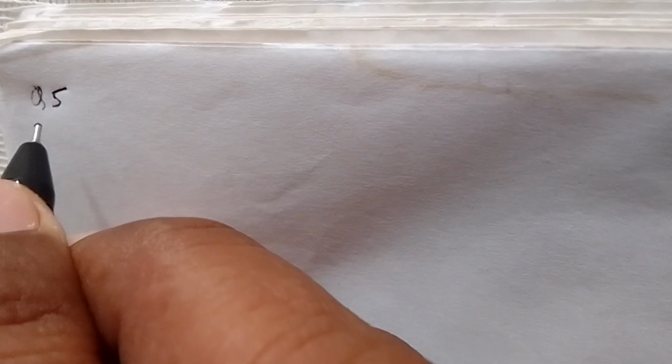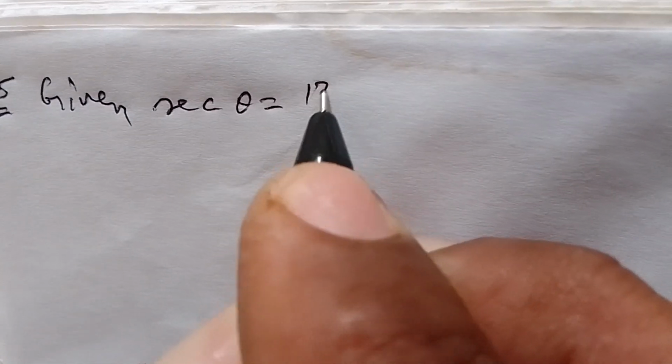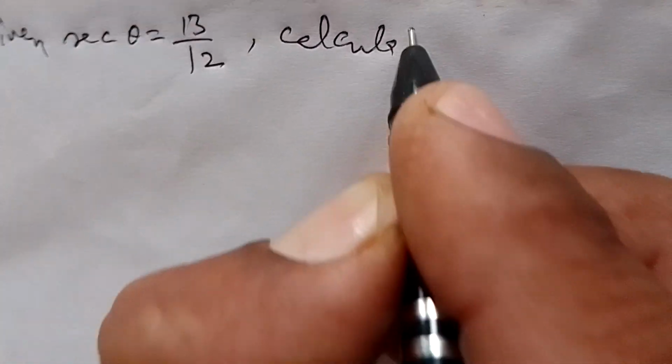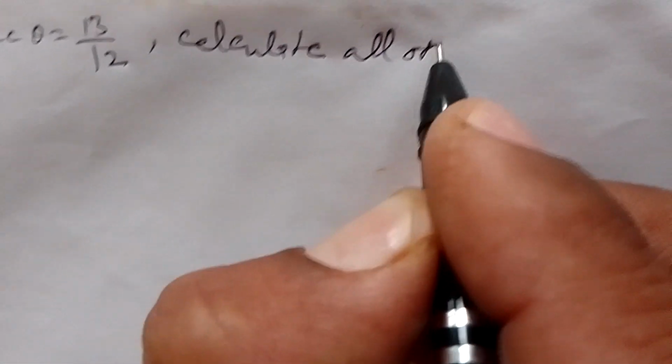Now the question number 5 of chapter 8, exercise 8.1. The question is given: secant theta is 13 divided by 12. Calculate all other trigonometric ratios.